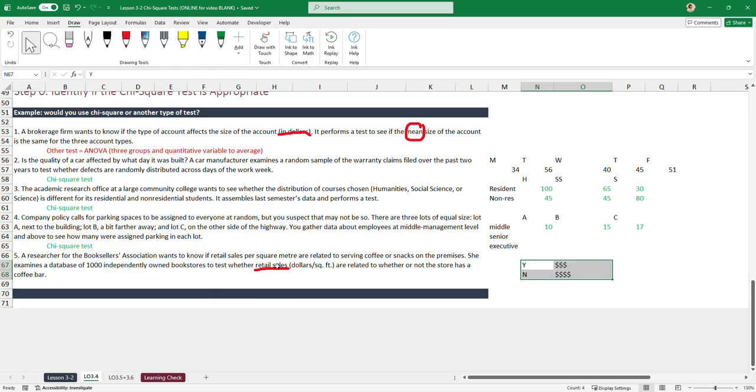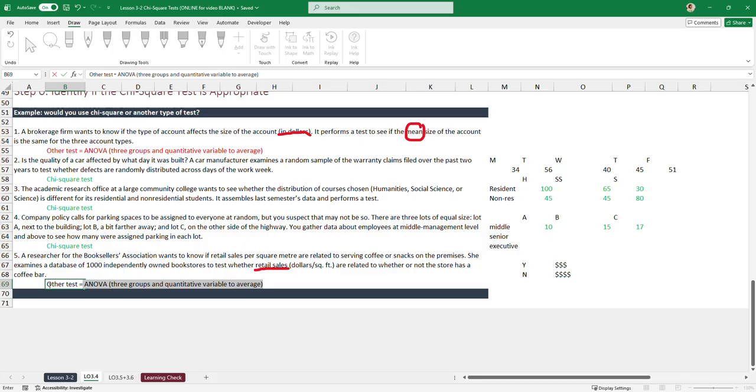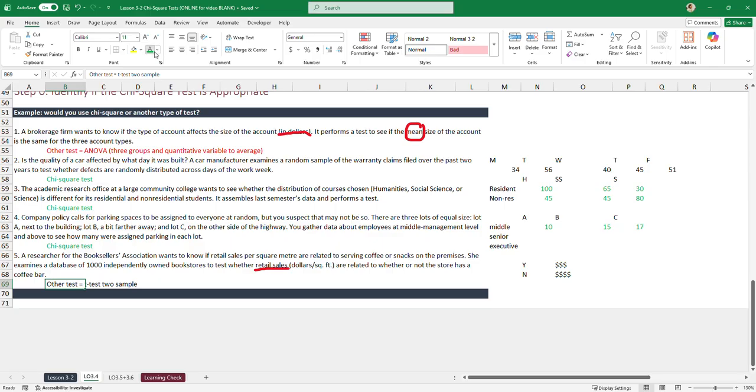So as soon as we have this quantitative variable that's involved that we have to analyze, this is some other type of test. And in this case, because it's only whether a store has a coffee bar or not, that's 2 groups. So it's some kind of 2 sample t-test. We don't have enough data here to know if it would be pooled, paired, Welch's, but we do know it's some kind of 2 sample t-test. If you have 2 groups, yes and no, and you're looking at the average retail sales, when we're dealing with averages or means of quantitative values, that is when you would apply a 2 sample t-test.